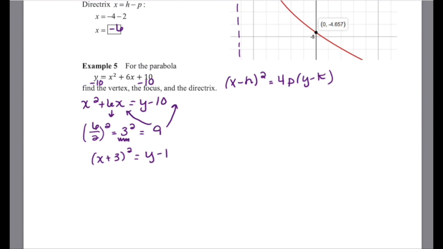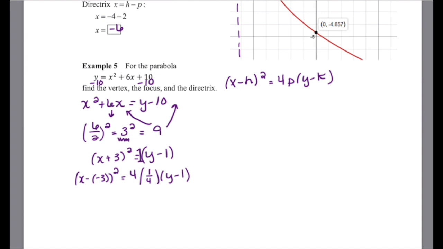Notice then that currently we have this value of y minus 1 with a 1 in the front. But we need 4 times what gives us 1? Well, 4 times 1/4 would be 1, so that we have our p value. So sometimes we have to manipulate a little bit in order to get there. On the left-hand side, rewriting it so it's in subtraction, we have (x minus a negative 3) squared.